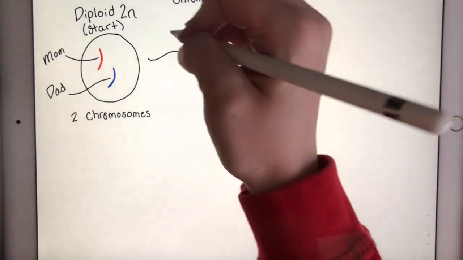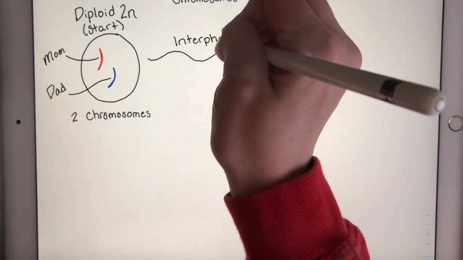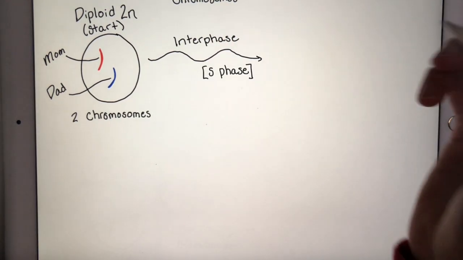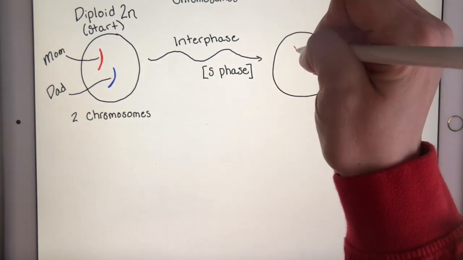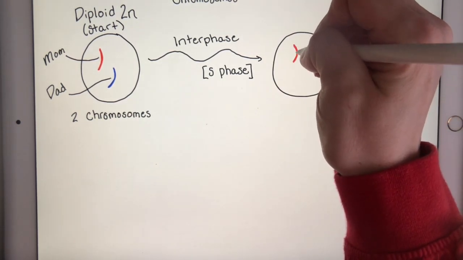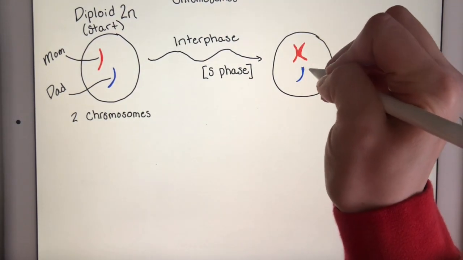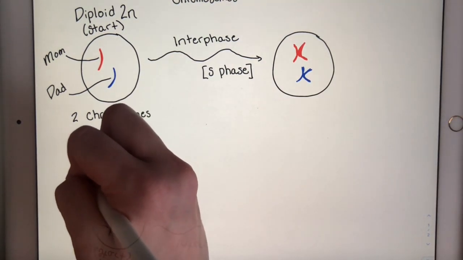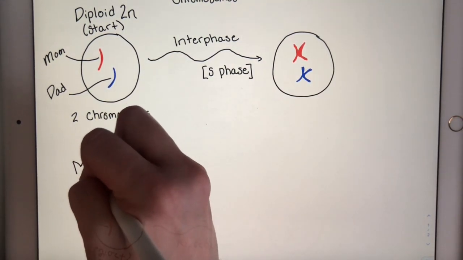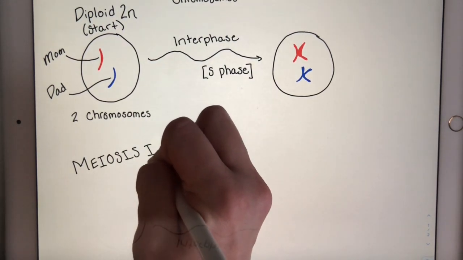But before anything else, during interphase, specifically in the S phase, we are going to double our chromosome number. So through DNA replication, mom's chromosome got replicated, dad's chromosome also got replicated. So now we're ready to start meiosis, specifically Meiosis I.